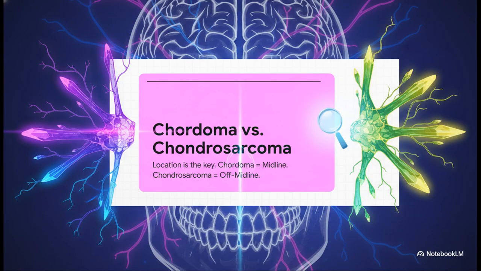The answer is just one word three times. Location, location, location. It's that simple. Chordomas come from notochord remnants, and the notochord is a perfectly midline structure, so chordomas are midline. Chondrosarcomas come from cartilage, usually at the petroclival fissure, which is off midline, so chondrosarcomas are off midline.